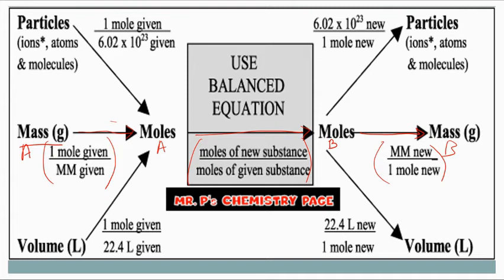Now, something that I really like about this diagram, and I got this from Mr. P's chemistry page, is that he is showing that you can go from volume of a gas or particles to moles, and then use your mole ratio, and then go to particles. You can go to mass, or you can go to volume. You can go to all of these different places. This is definitely worth spending some time to write it down. Pause the video and write it down.